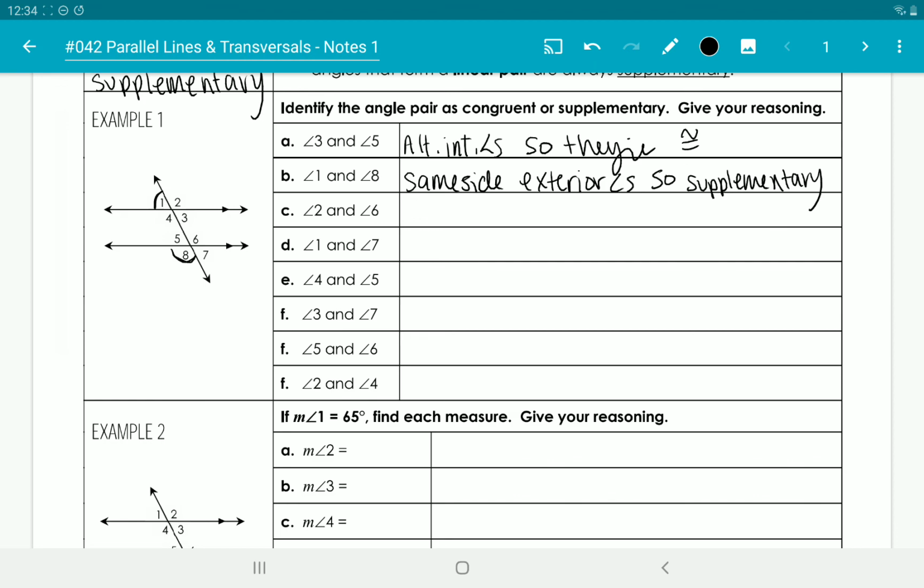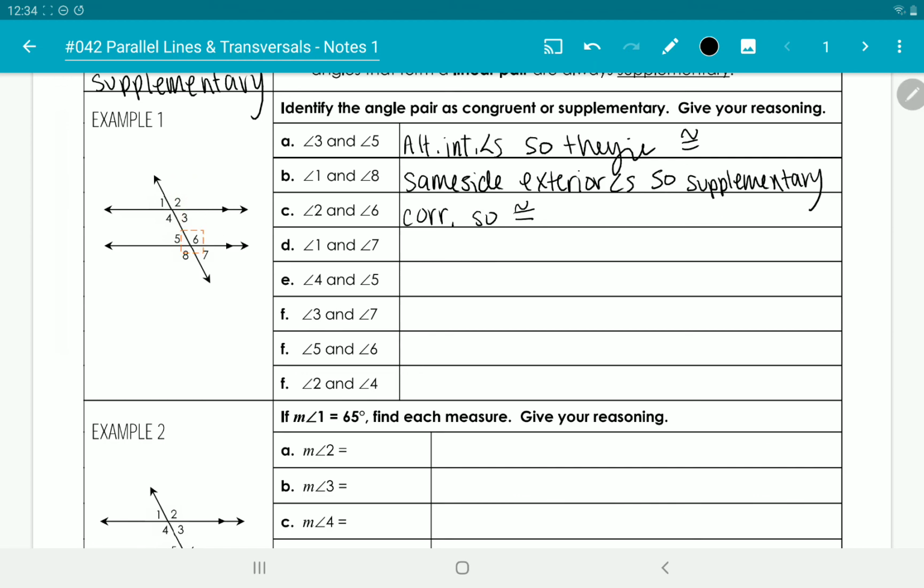2 and 6, okay? If we look at angles 2 and 6, you can see that this one's on the exterior of the two parallel lines, but this one's on the interior. But they are in the same position. They're in the top right position of the intersection. So they're corresponding. And again, I'm just going to put CORR dot. So corresponding angles, if you look at the top, are congruent. So because they're corresponding angles, they're congruent.